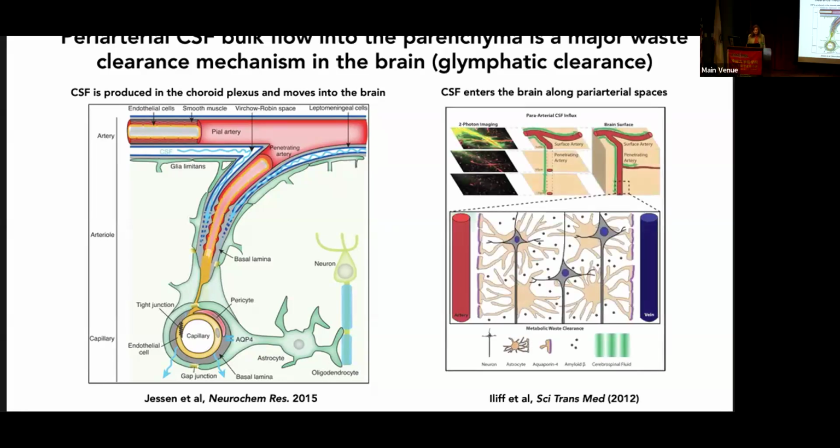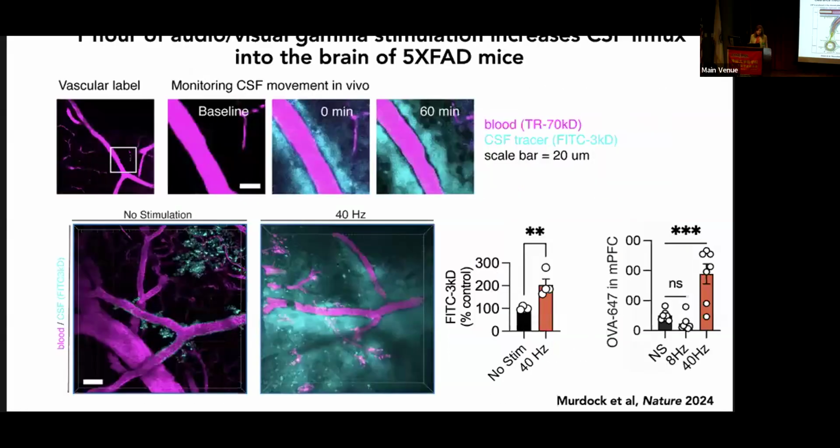So this is a movie created by Michael Neidegar. I always feel that this movie very clearly demonstrates this process. So here CSF is labeled in green. It can travel down into the brain and then through the convective flow, clear the brain waste along the process. So we wanted to know whether this has anything to do with gamma-induced amyloid clearance.